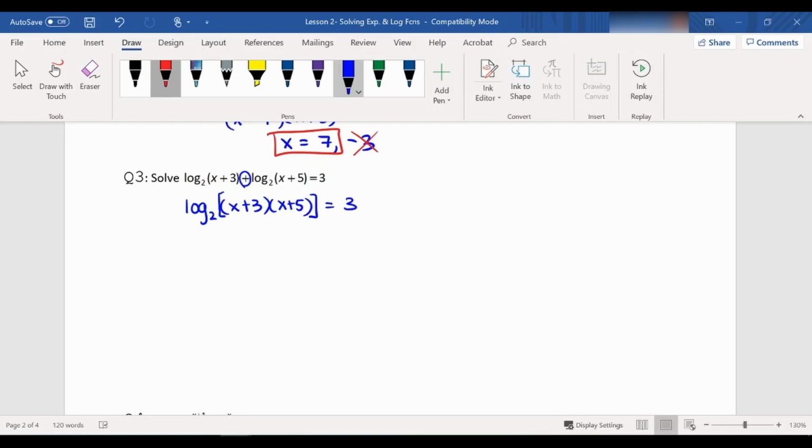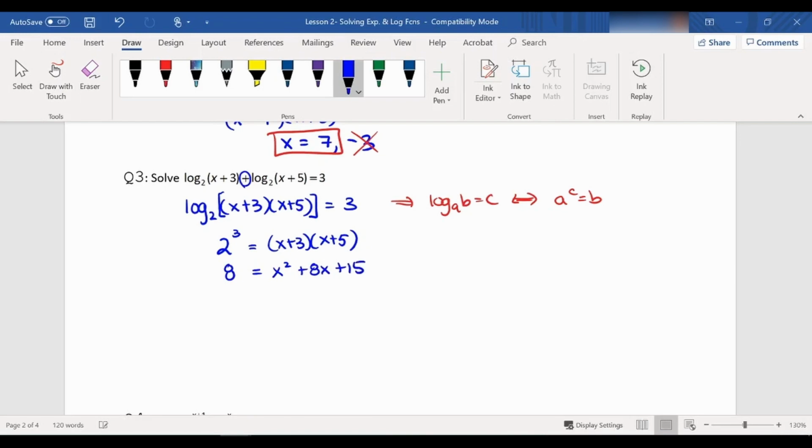Now I can rewrite this in exponential form because it just equals a number here. So again, if I've got log base a of b equals c, this is equivalent to a to the power of c equals b. So this time I actually equal a number c, I can rewrite. My a would be 2, my c is 3, and my b is all this inside stuff. 2 to the power of 3 is 8. On the right, I expand, and I'm going to get a quadratic: x squared plus 8x plus 15.